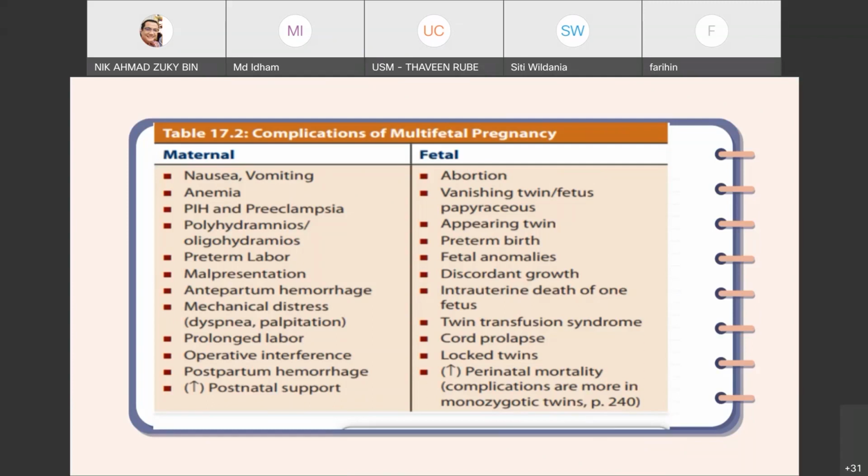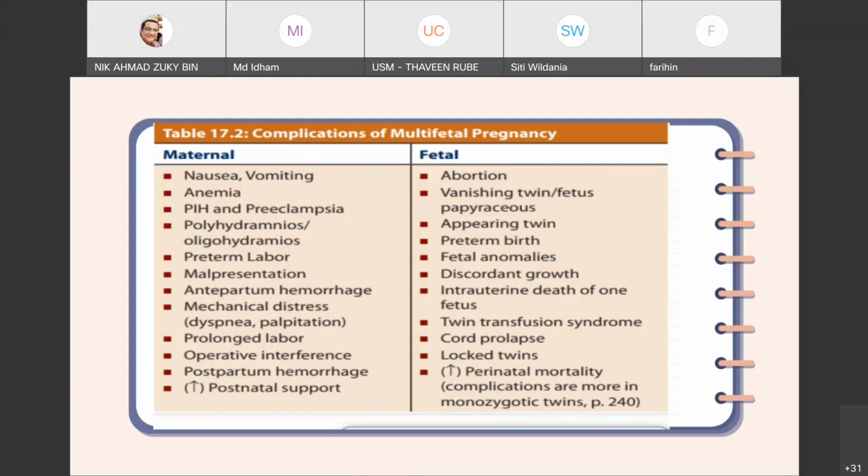Well, I need to add. Okay, for the maternal nausea, vomiting, and anemia, it is actually because of the hormone. Nausea and vomiting are because the hCG hormone is higher in multiple pregnancy. Anemia is because of hemodilution. PIH and preeclampsia occur because the condition is well associated with multiple pregnancy. Okay, pregnancy-induced hypertension and preeclampsia.